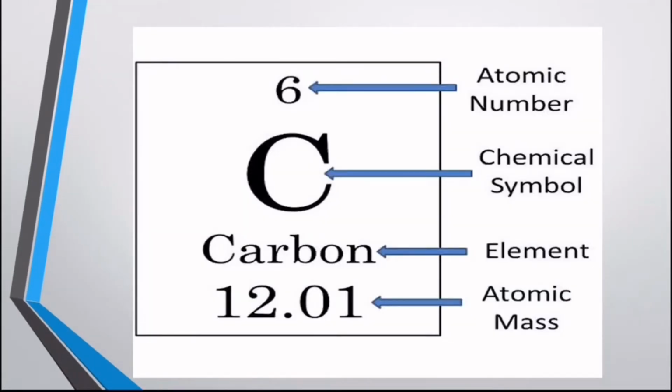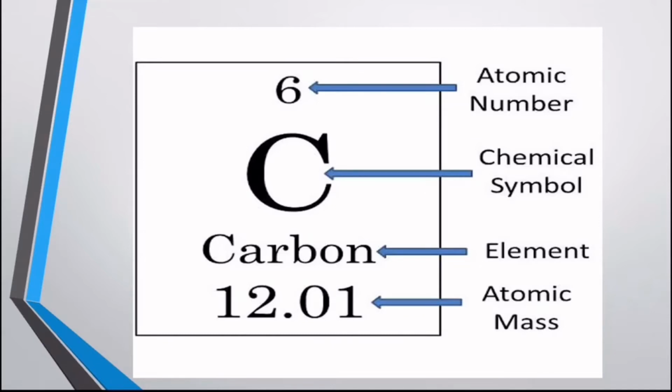Now look at it. It is a chemical element which is shown here. The element name is carbon, and the chemical symbol is capital C. Above the letter C you can see there is a number mentioned, which is 6. It is the atomic number of carbon, and below the name of the element, here it is written 12.01, which is the atomic mass of carbon.